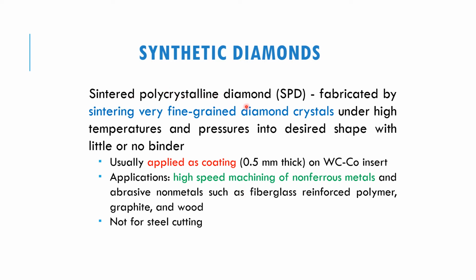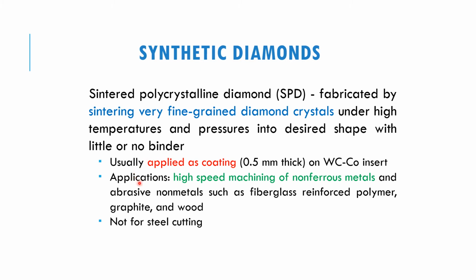It is fabricated by sintering very fine grained diamond crystal under high temperature and pressure into the desired shape, with little or no binder at all. Usually it is applied as a coating instead of a solid cutting tool itself, because due to the price, it's going to be very expensive. So usually it's used as a coating, like 0.5 mm thickness, on the cemented carbide cutting tool.